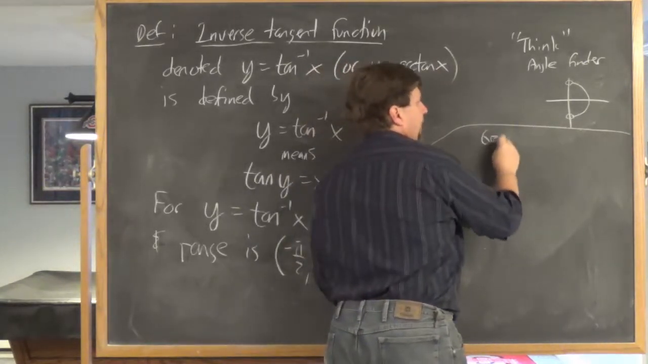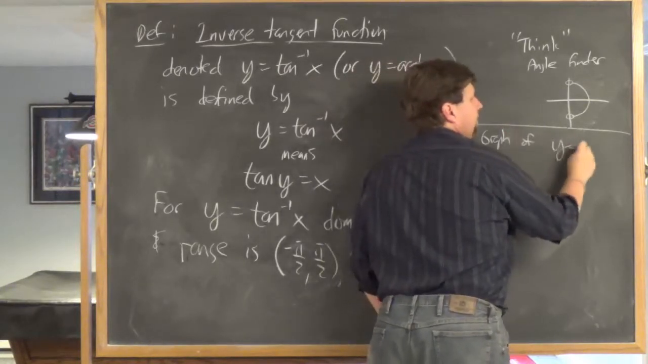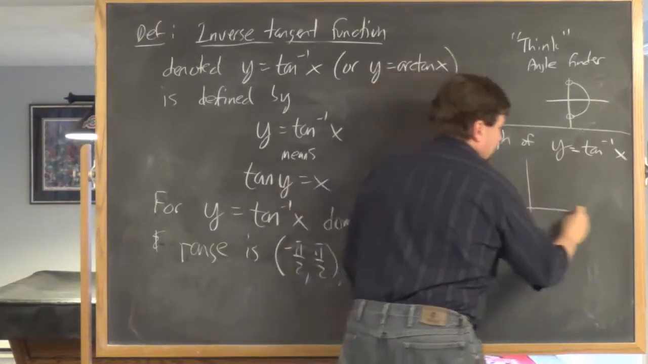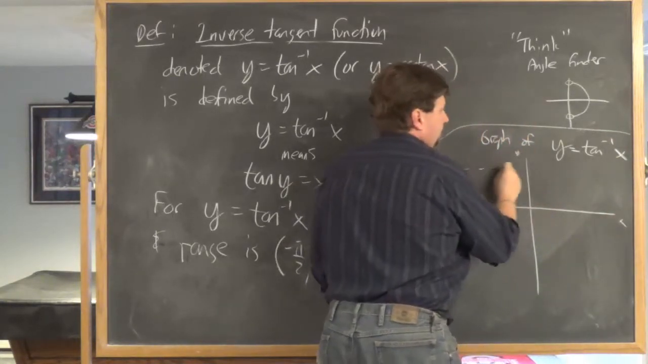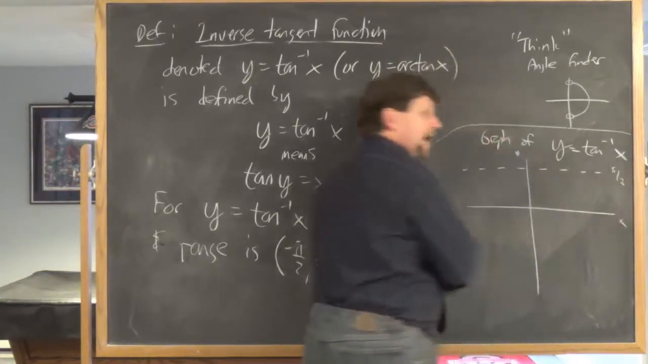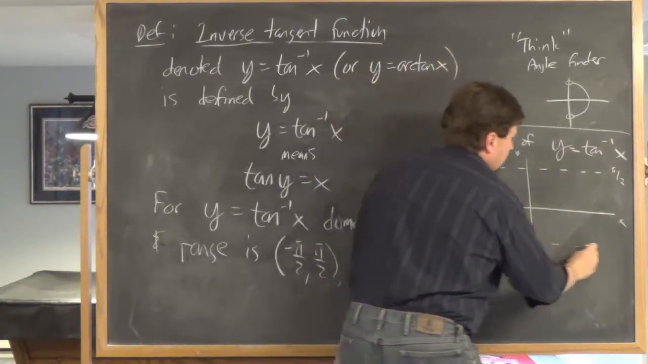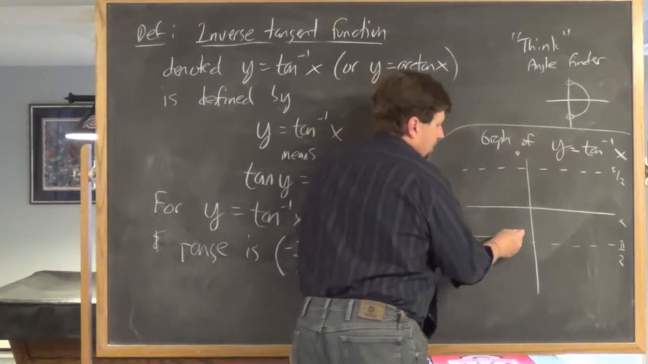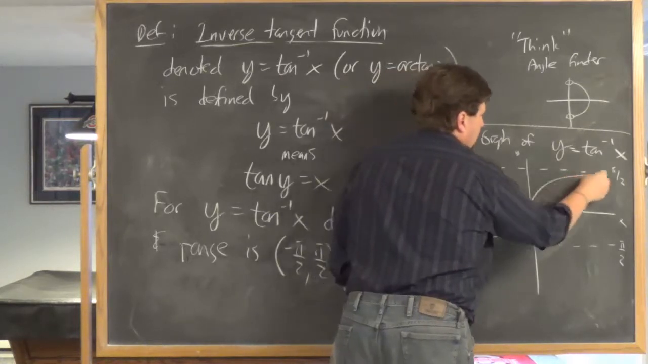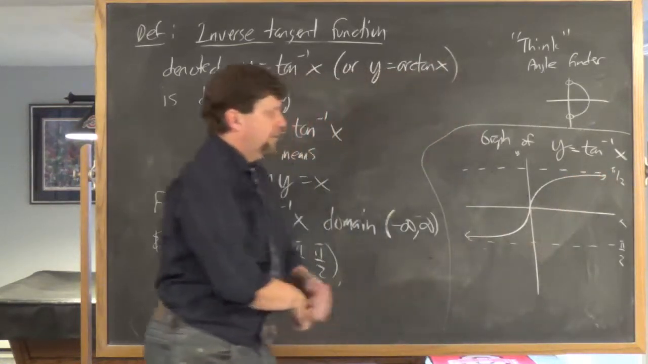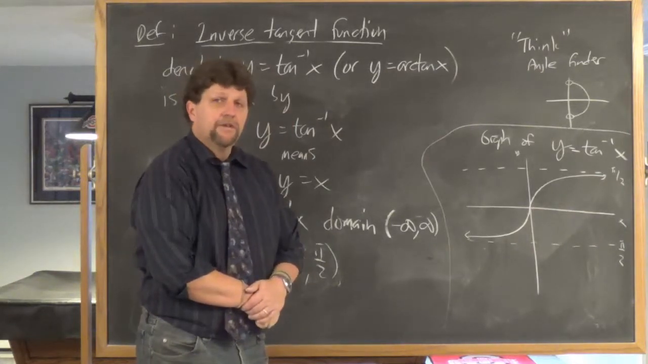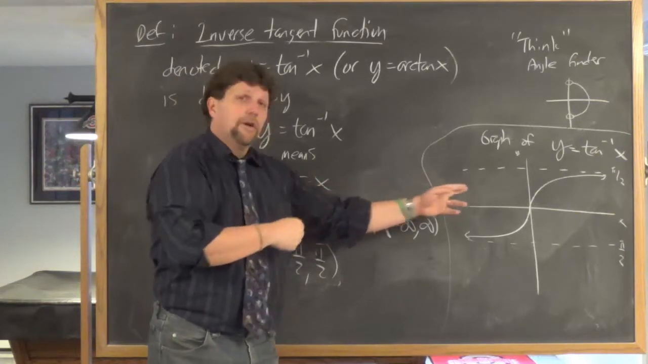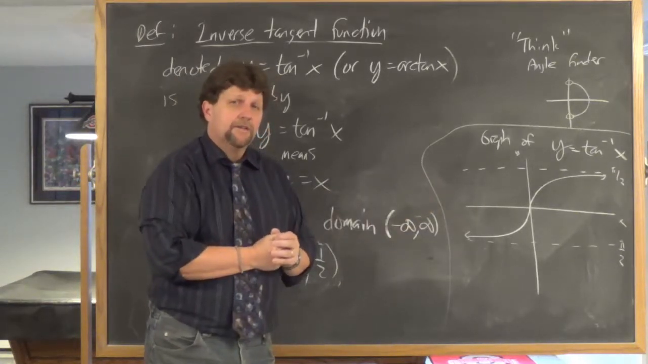And this is the graph of the inverse tangent function. It looks something like this. There's a horizontal asymptote at pi over 2 and a horizontal asymptote at negative pi over 2. And that's a very rough, quick sketch of what the graph of inverse tangent is. Won't be important in trig, but trust me, that will be an important graph in calculus.